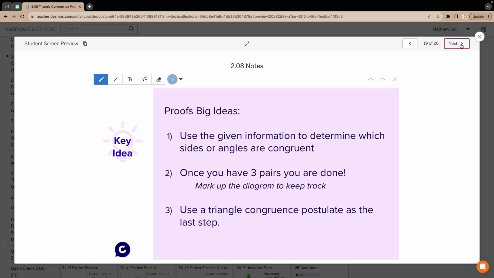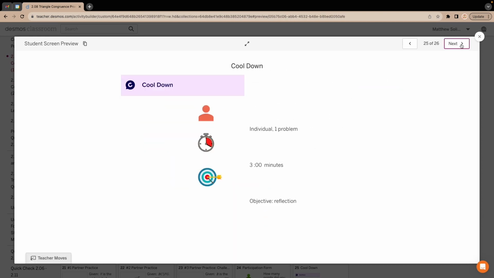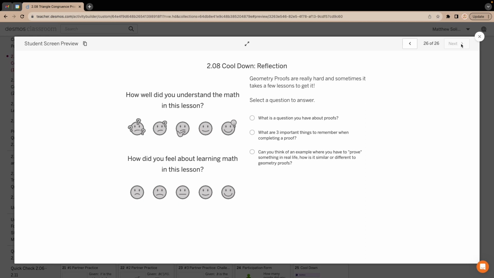All right, so on the exit ticket or cool down, just reflect how you're feeling about proofs. Maybe do a few practice ones.